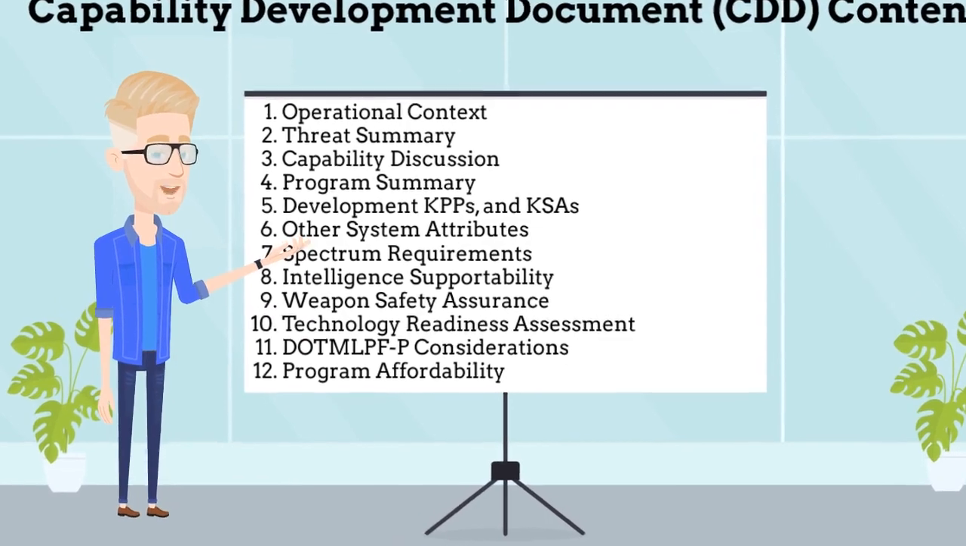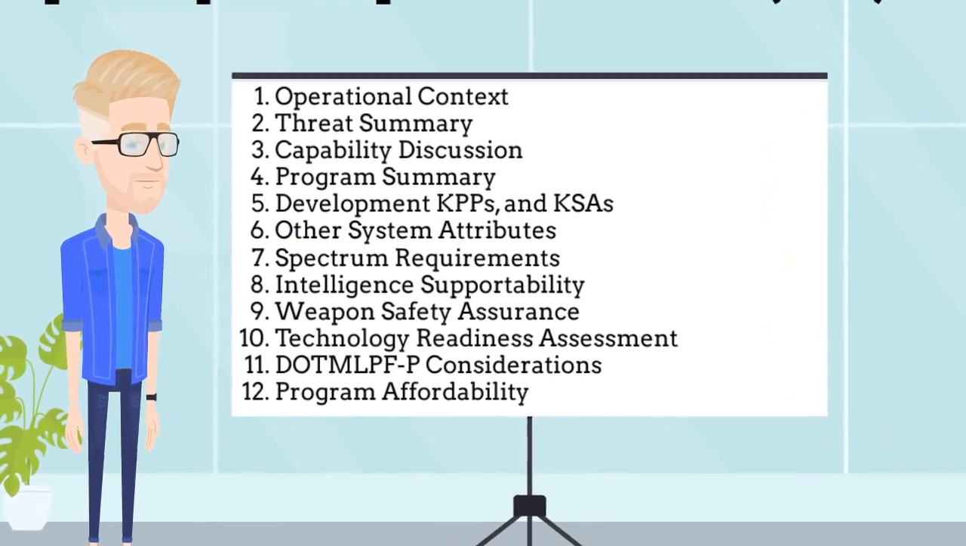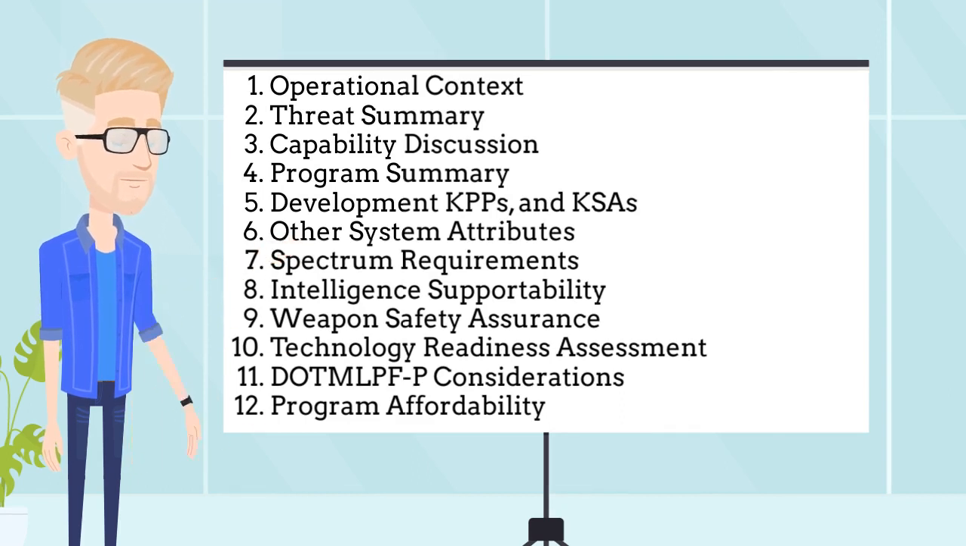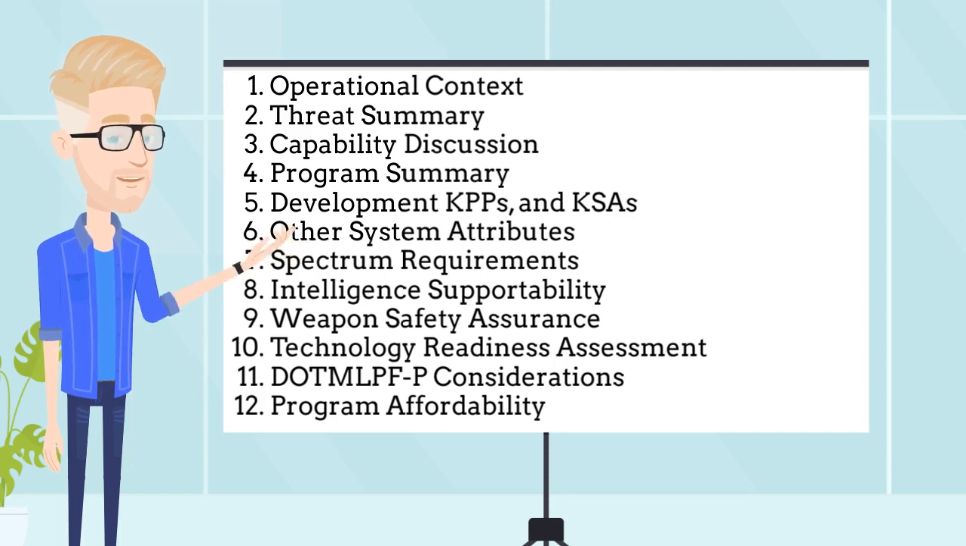The Capability Development Document has a few required sections. These sections are: Operational Context, Threat Summary, Capability Discussion, Program Summary, Development Key Performance Parameters and Key System Attributes, Other System Attributes, Spectrum Requirements, Intelligence Supportability, Weapon Safety Assurance, Technology Readiness Assessment, DOTMLPF-P Considerations, and finally, Program Affordability.